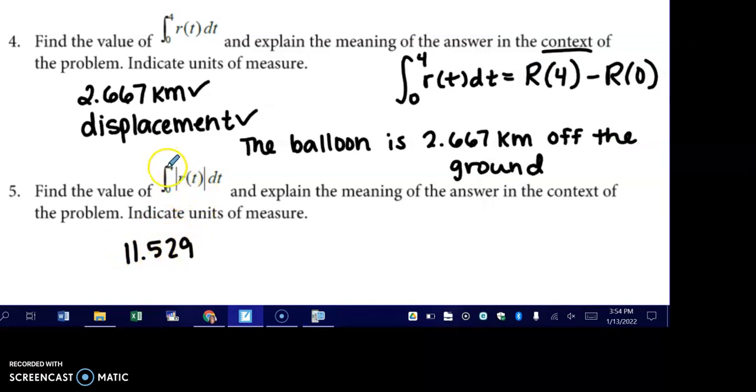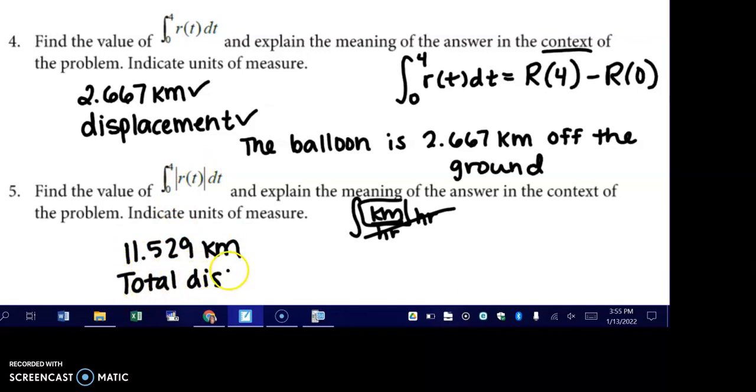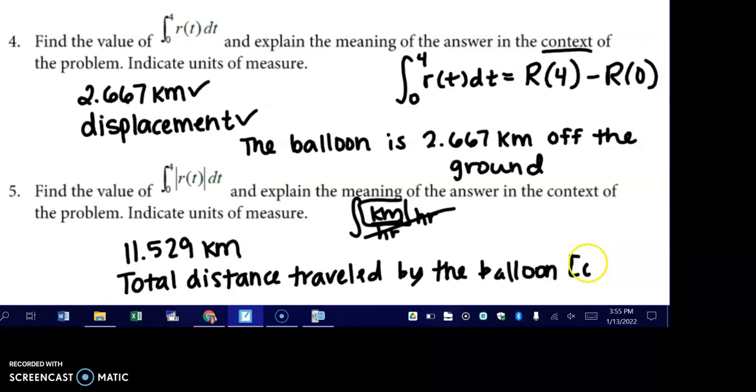Because again, I'm integrating a rate of change, right? So this is collecting kilometers per hour, and then dt would have been measured in hours, and I'm collecting all of those. So my hours cancel, and I'm left with kilometers. I'm working a layer backwards. Because I'm accounting for all positive rates of change, this represents my total distance traveled by the balloon. We got to talk in context. On the interval from 0 to 4. Okay? Total distance traveled.